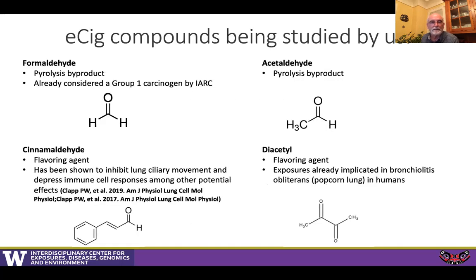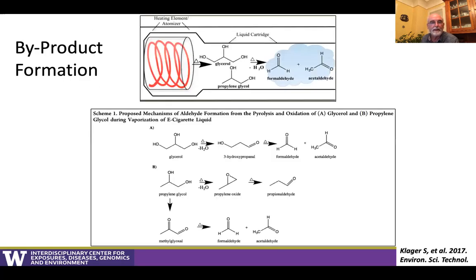The e-cig compounds being studied in this series of experiments include formaldehyde and acetaldehyde, which are shown at the top there, the pyrolysis byproducts. And then cinnamaldehyde and diacetyl are flavoring agents commonly used in liquids. And all of them have these reactive oxygen carbonyls present in them, which means they probably react with glutathione.